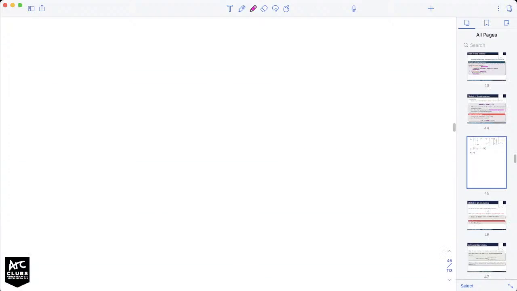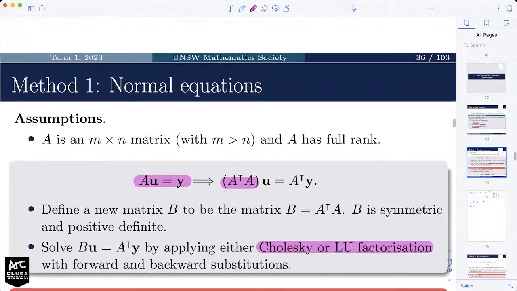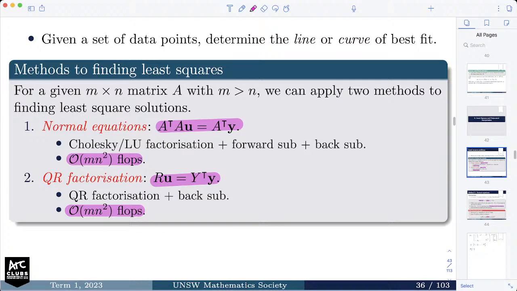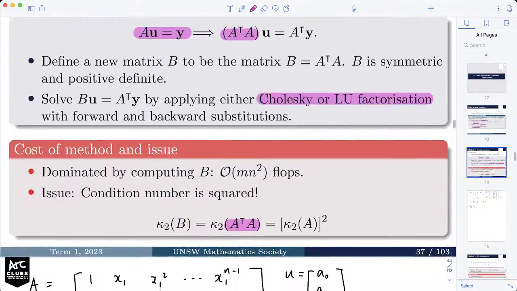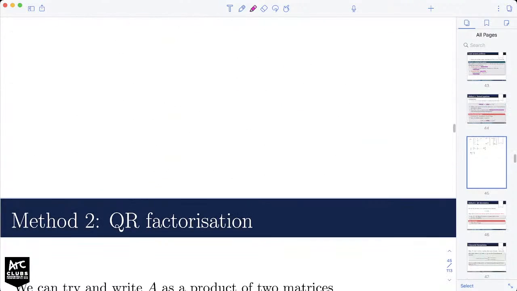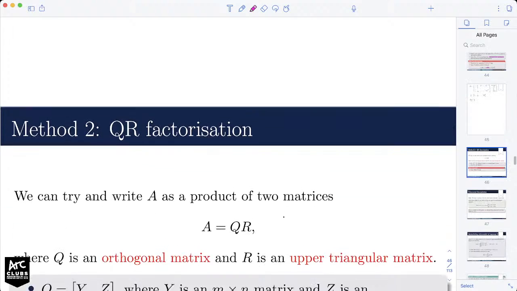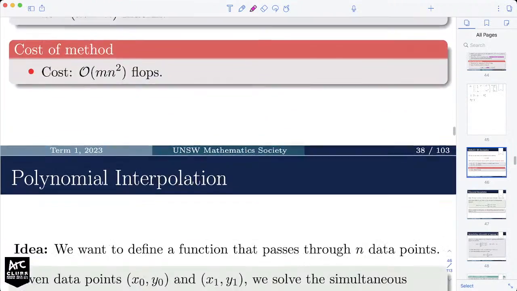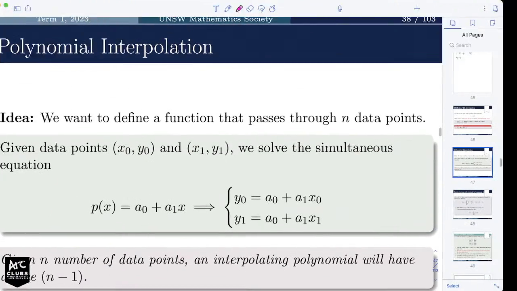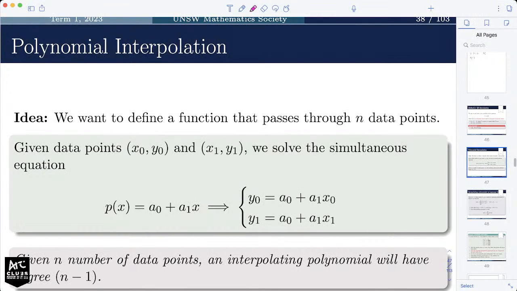And just to remind you again, with QR factorization, this is the system of equations that we have to set up and solve. But generally speaking, there shouldn't be too many questions on least squares problems, so I'm going to move on now to polynomial interpolation. And okay, that looks good.